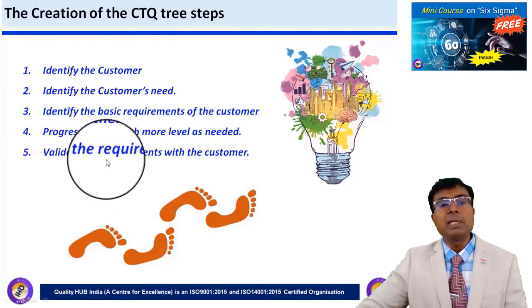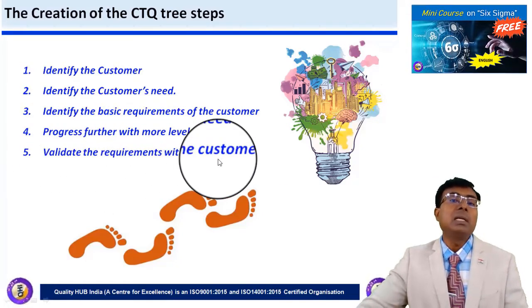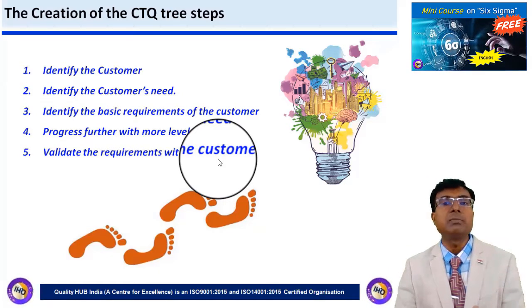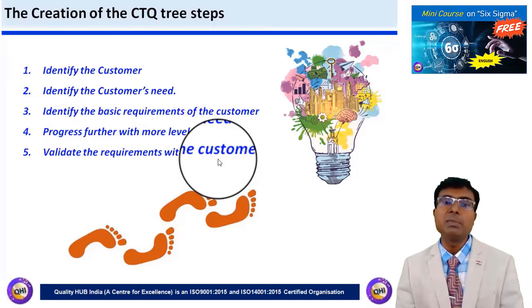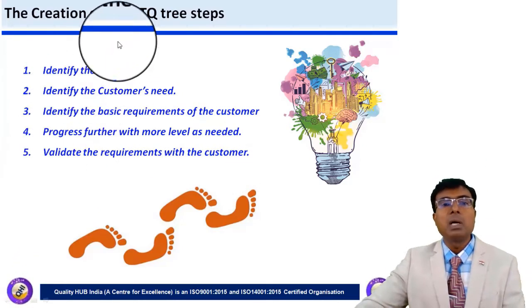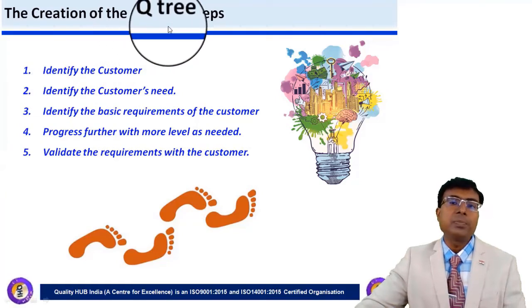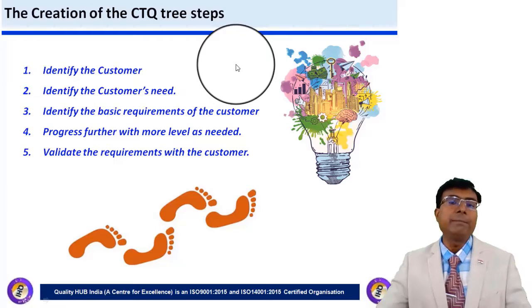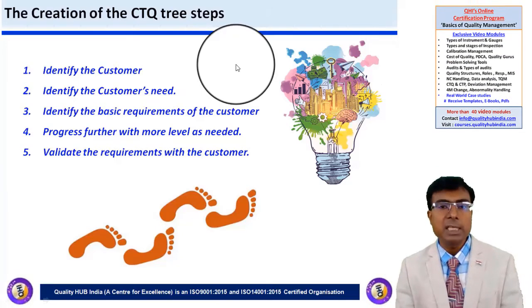And then you need to validate the requirement with the customer, whether whatever you have identified is the real element or the customer needs something else. So validation is very much important. So these are the 5 critical steps for going ahead with critical to quality tree steps. Now let's move ahead and understand CTQ tree with some examples and case studies.